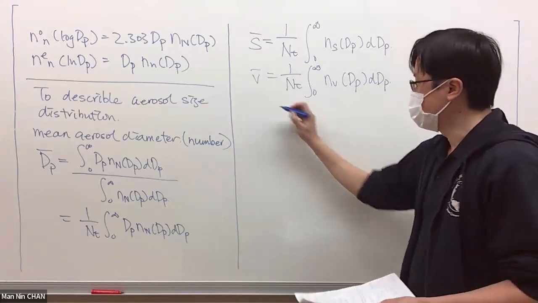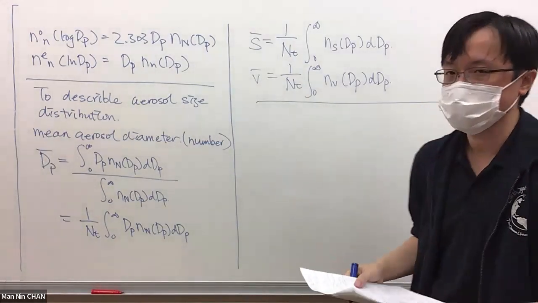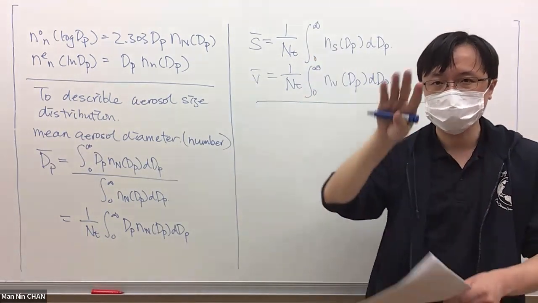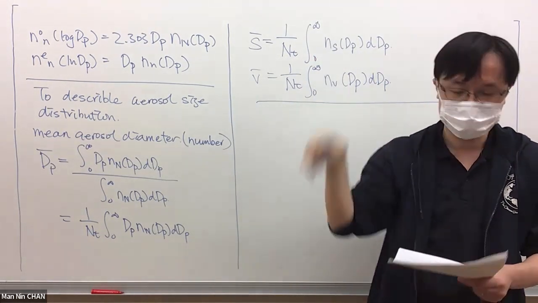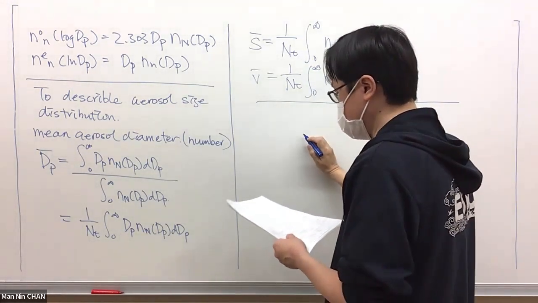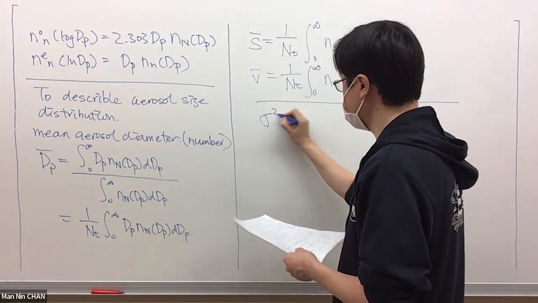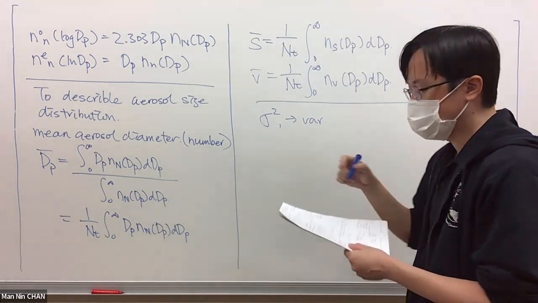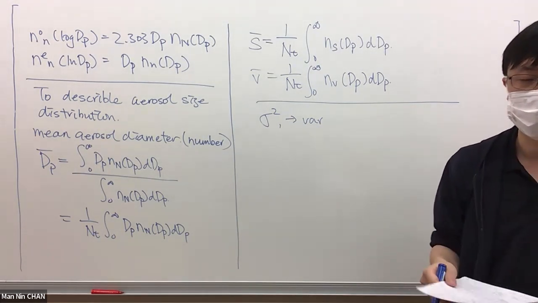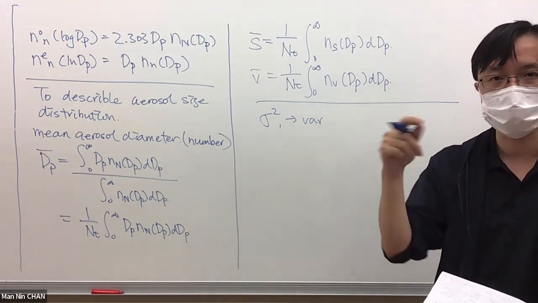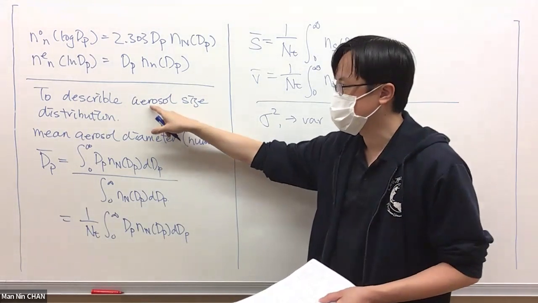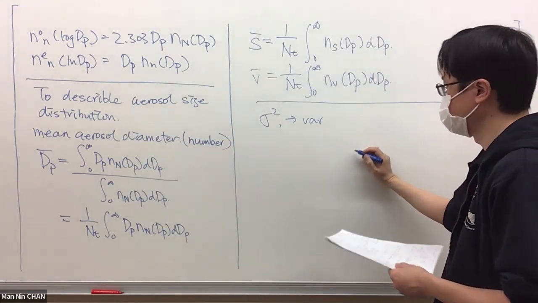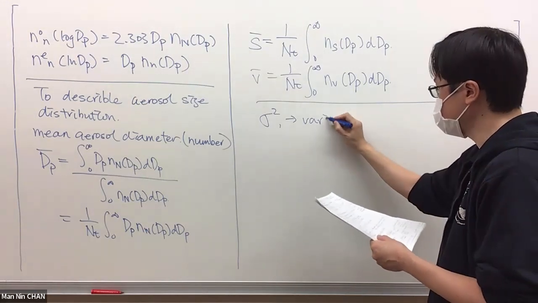Another parameter we always talk about is the variance. The variance tells you the spread of your data. I'm sure you have learned this in some of your mathematics classes, so we just show it to you in terms of the aerosol size distribution data. This is called the variance.